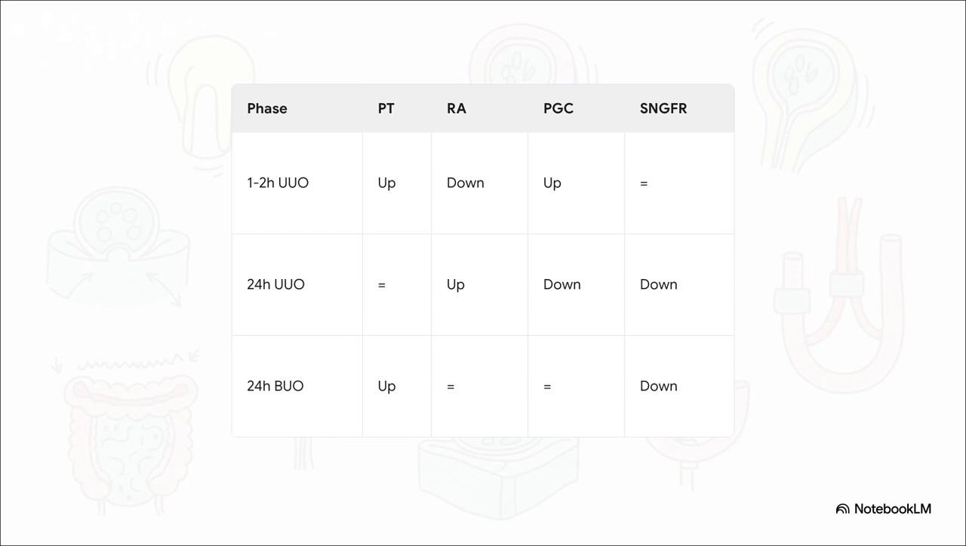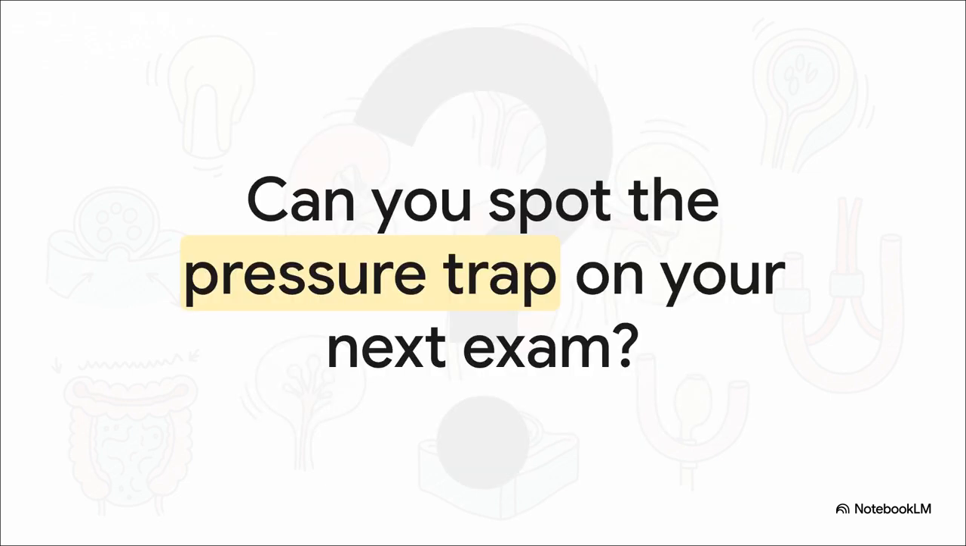And finally, in late BUO at 24 hours, our classic board trap. Because of systemic volume retention, RA normalizes and PGC normalizes, but PT remains massively elevated, single-handedly crushing the SNGFR. By understanding the why behind all these arrows, the prostaglandins, the vasoconstrictors, and the systemic reflexes, you really no longer have to blindly memorize this table. You can mechanically build it from scratch in your head.